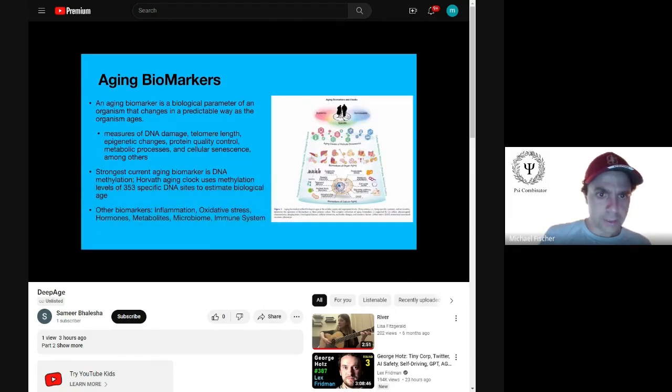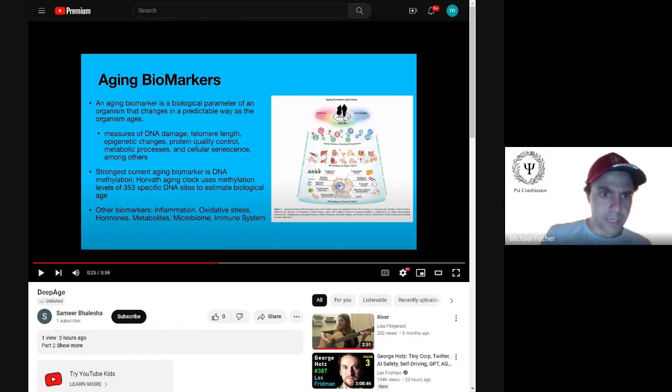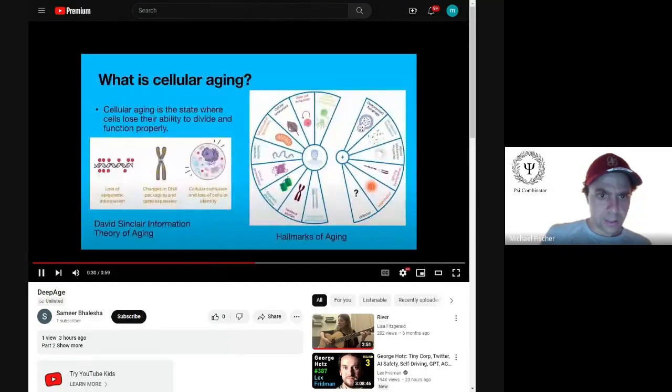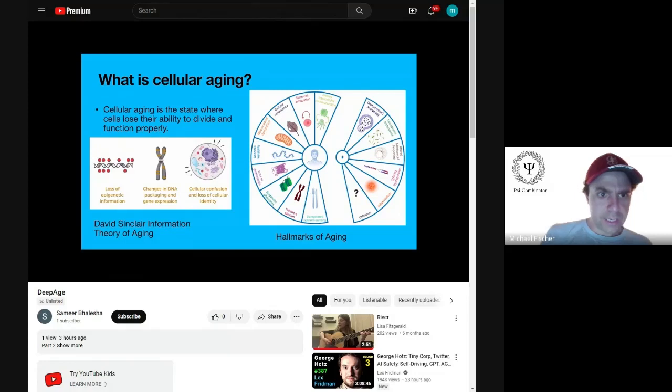What are aging biomarkers? An aging biomarker is a biomarker parameter of an organism that changes in a predictable way as the organism ages. Measures of DNA damage, telomere length, epigenetic change, protein quality control, metabolic processes, and cellular senescence, among others. Strongest current aging biomarker is DNA methylation. There is an aging clock for methylation, and these other ones. Okay. What is cellular aging? It's the state where the cell loses the ability to divide and function properly.